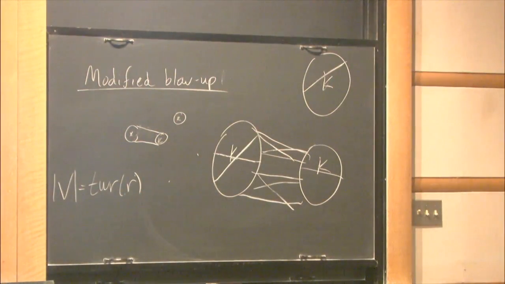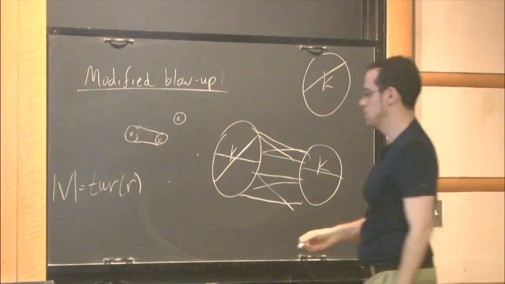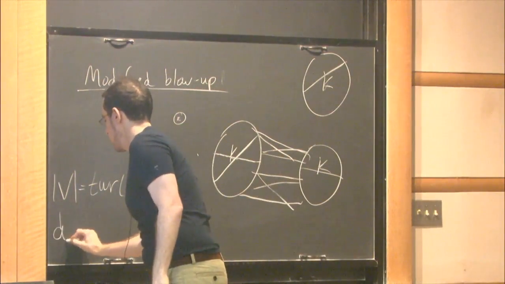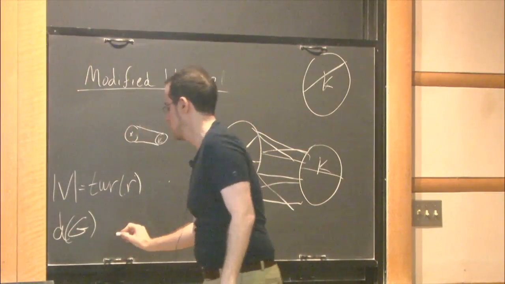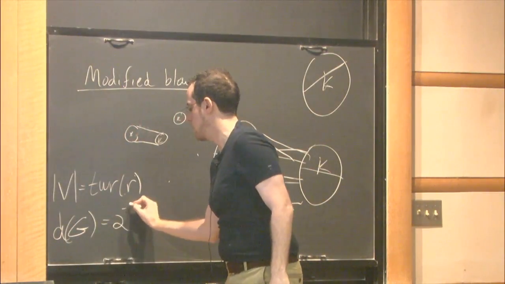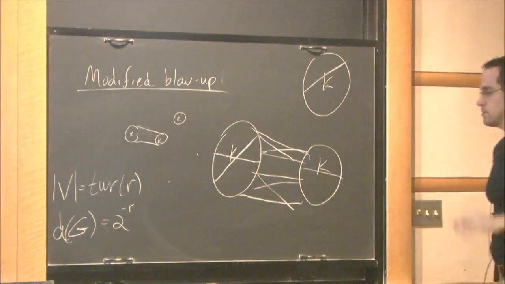Okay, and what is going to be the density of this graph? So we started with a single edge, which is a graph of density 1, and a modified blow-up first blows up. A blow-up doesn't change the density, but then it removes half of the edges, right? So the density decreases by a factor of 2 in each iteration. So the density of the final graph, which I'll call G, is going to be 2 to the minus r, right?